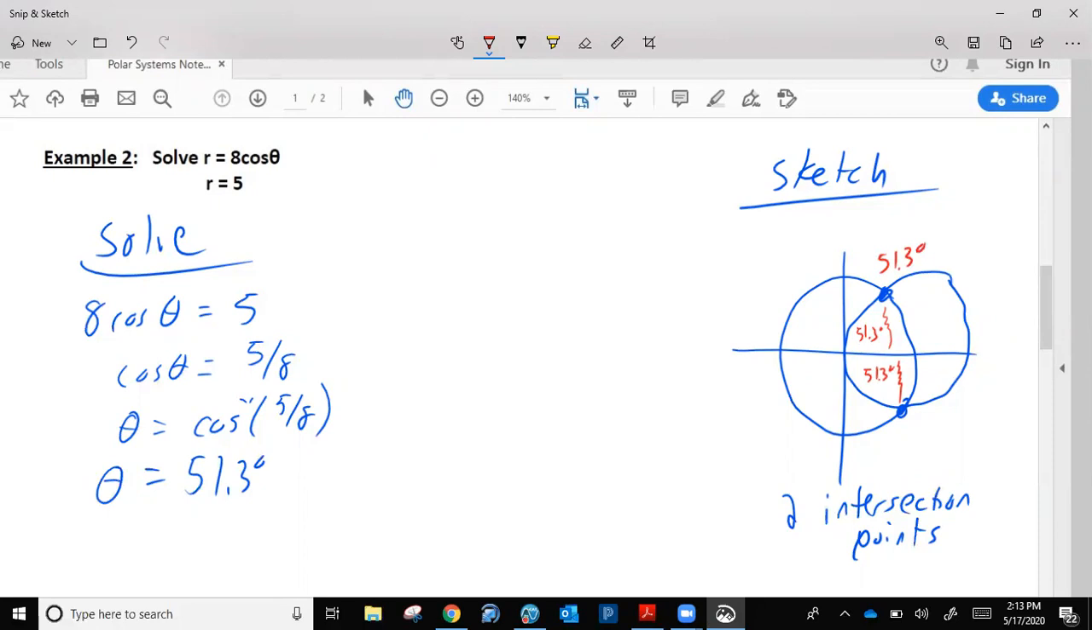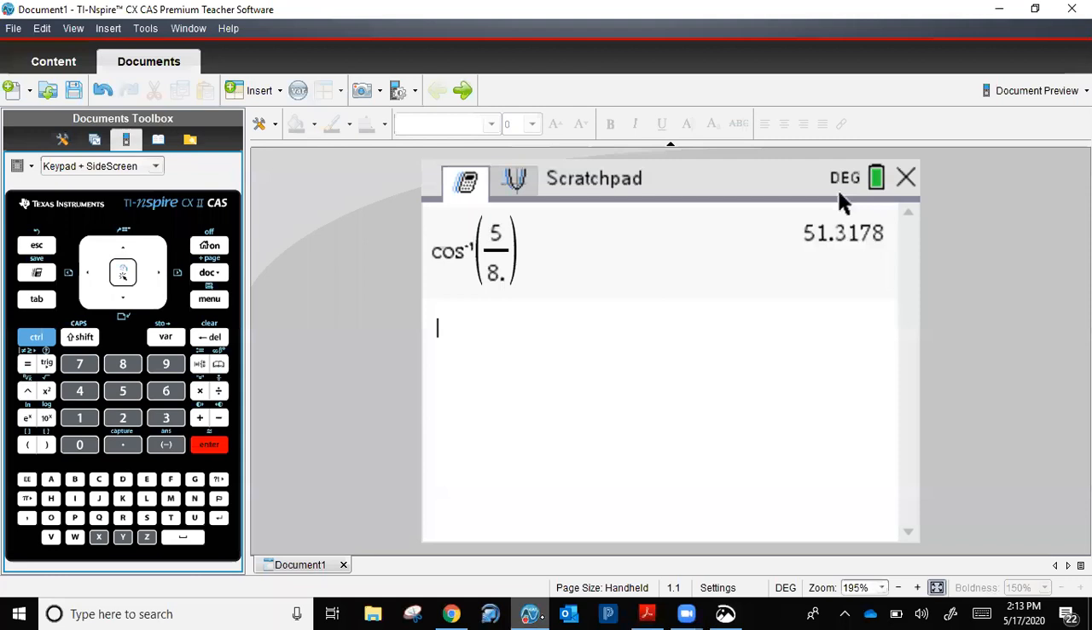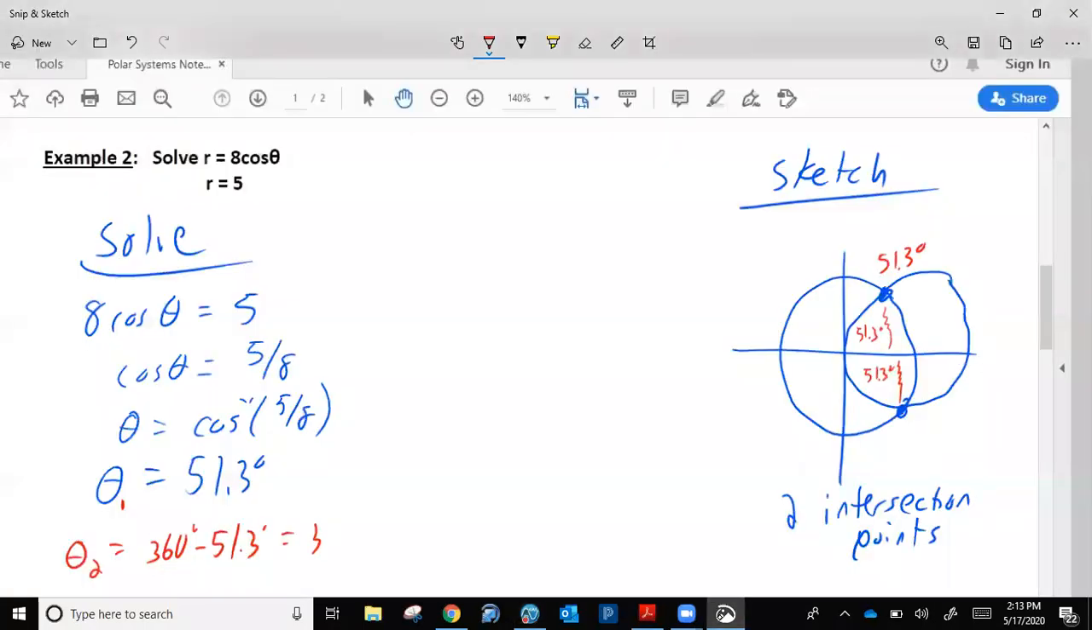If we're in the fourth quadrant, this is a 360-degree location. 360, take away the 51.3. So that's the first angle. The second angle is going to be 360 minus 51.3. Just make sure I don't mess up here. 360 minus 51.3 is 308.7. So the other solution based off of inverse cosine is 308.7 degrees.